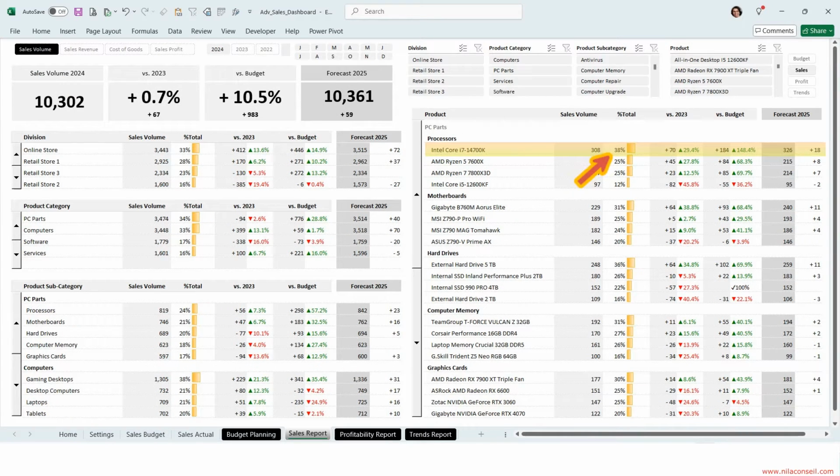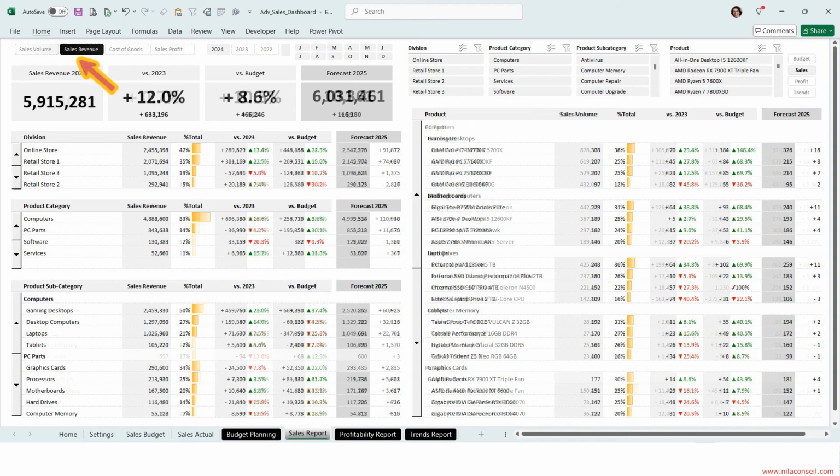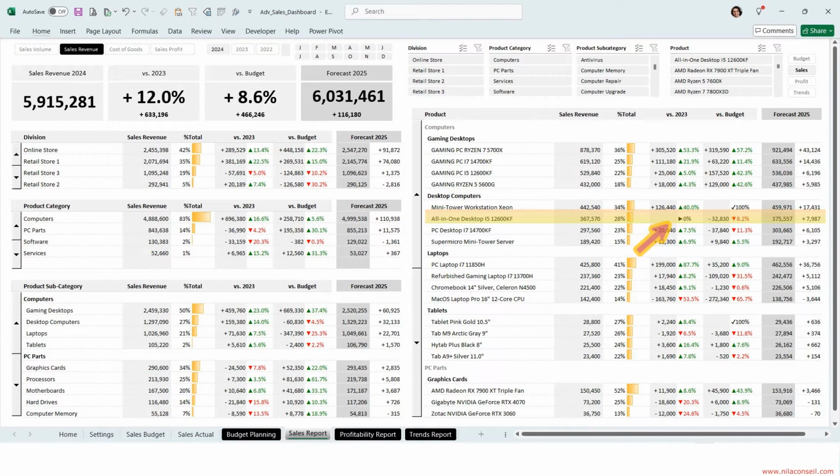Processor i7 is the most sold processor, company sold 70 units more than past year, and 184 more than target. Forecast shows that company will sell 2 processors less in 2025. All-in-one i5 desktop sales are the same as past year. Company reached 100% of sales budget for mini tower workstations.